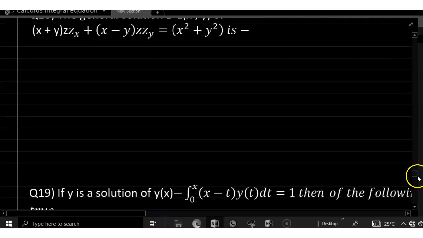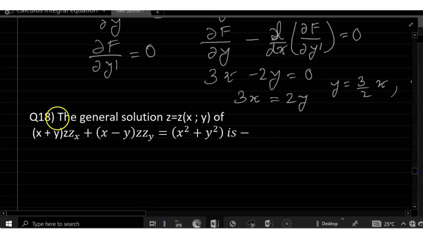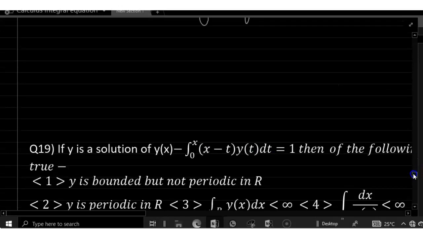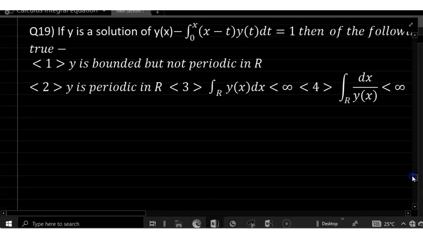Next, we are going to solve the next problem. So friends, I left this question number 18. This is a Lagrangian equation. It can be solved; I will solve it, but my target is to solve these questions.